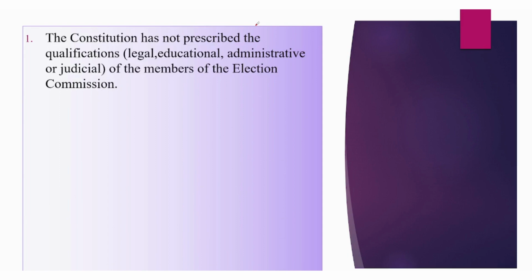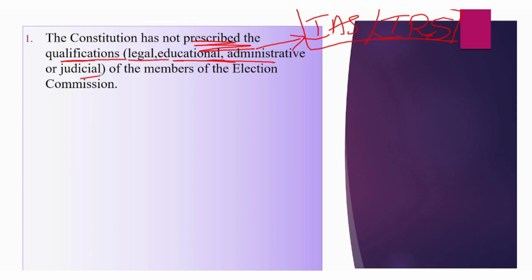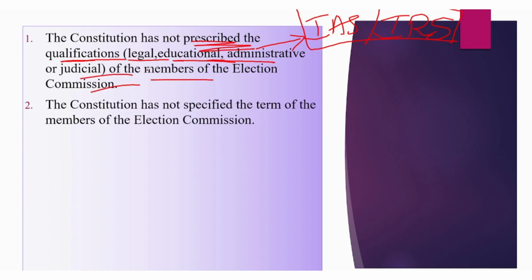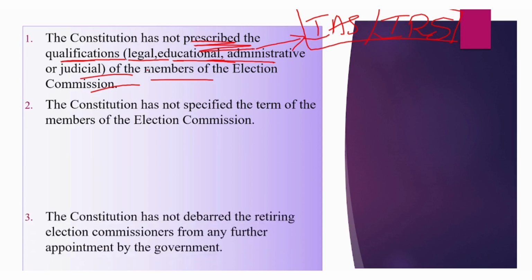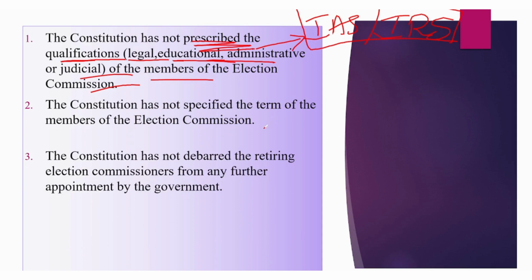See, in the Constitution, nowhere has it been prescribed what the qualifications of the Chief Election Commissioner as well as the election commissioners in India are. But in reality, retired IAS officers as well as IRS officers are appointed as the Chief Election Commissioners as well as the election commissioners in India. But in the Constitution, it has not been prescribed whether legally, educationally, administratively or judicially, any qualification is needed for the members of the election commission. The Constitution has not specified the term of members of the election commission. There can be an appointment of any number of election commissioners as well. Next, the Constitution has not barred the retiring election commissioners from any further appointment by the government.